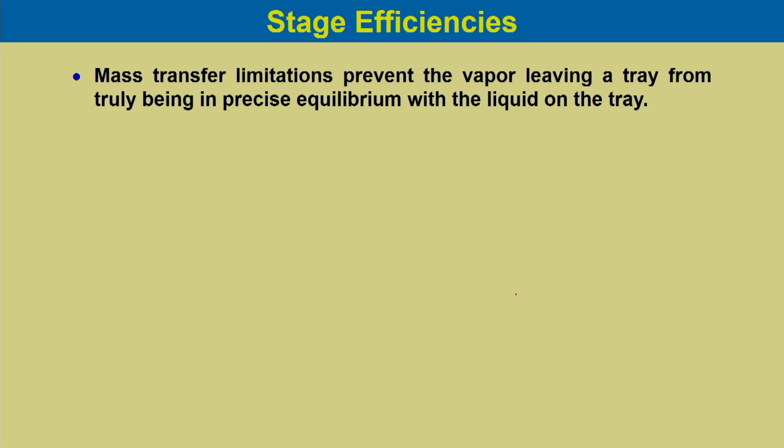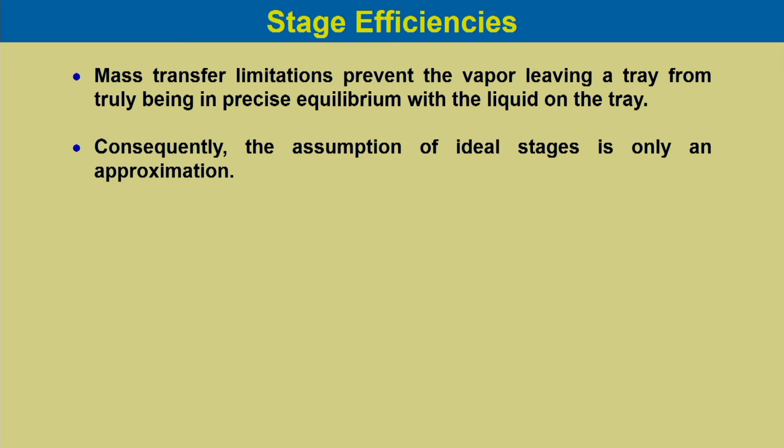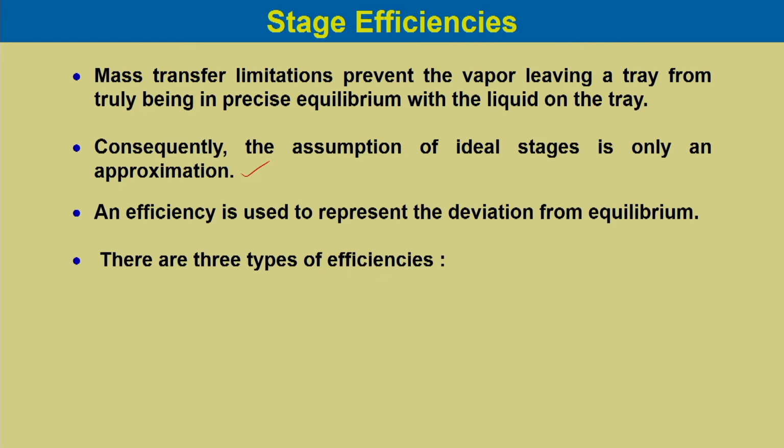Consequently, the assumption of ideal trays is only an approximation; actually, equilibrium is not reached. So, an efficiency is used to represent the departure or deviation from equilibrium. There are three types of efficiencies which can be defined.